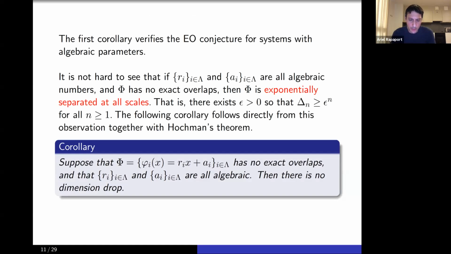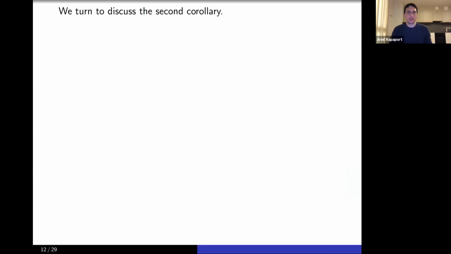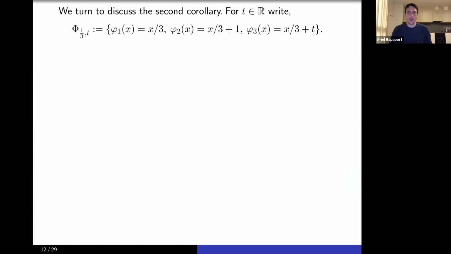By which I mean that for any probability vector, the corresponding self-similar measure would have the correct dimension. I move on to the second corollary. For a real number t, we define the following function system, phi 1/3 t. It's a system of three maps, homogeneous with contraction 1/3.